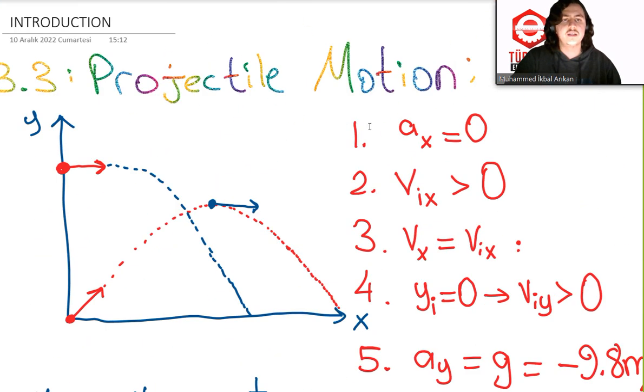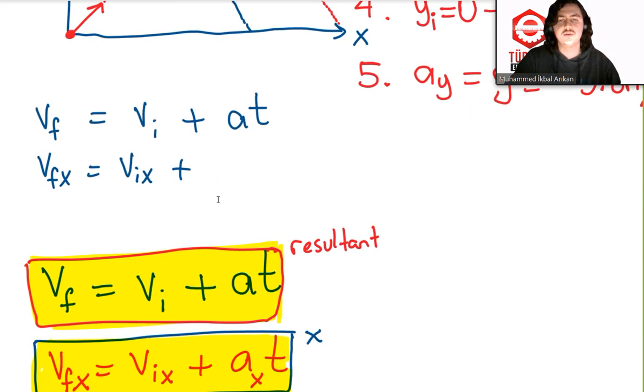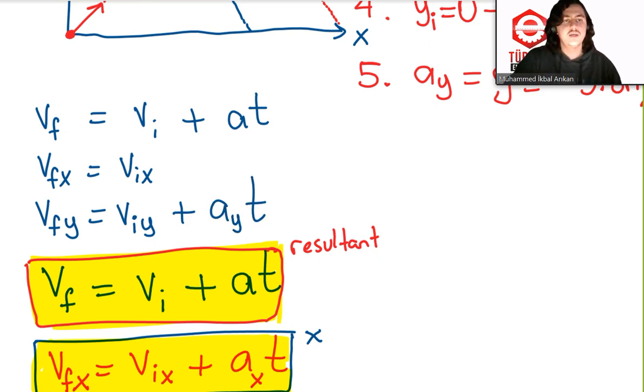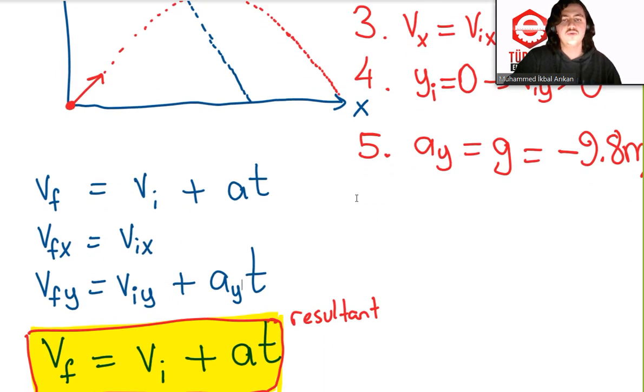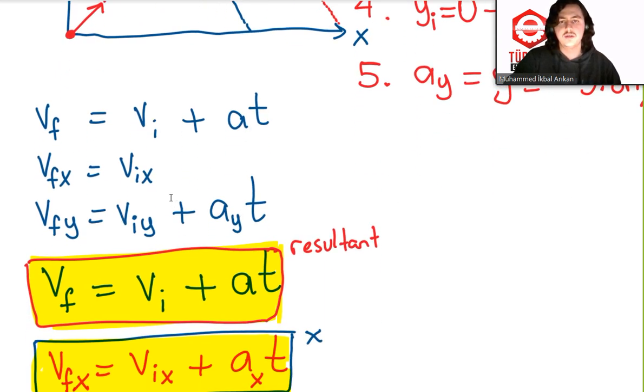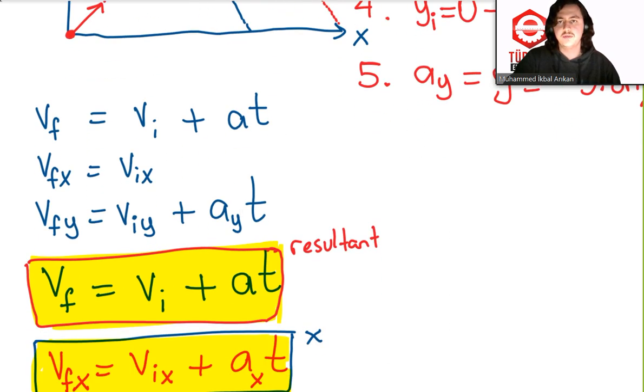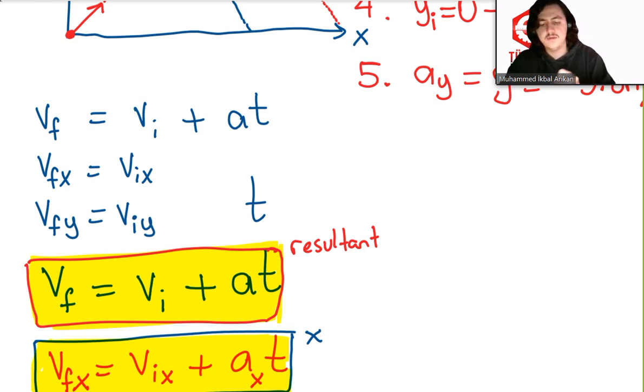Actually, in our special case, acceleration in x will be equal to 0. So this 0 times time will give me 0. So this is the case. Final velocity in x will always be equal to initial velocity in x. What about the final velocity in y? Final velocity in y will be equal to initial velocity in y plus acceleration in y times time. As you know, your g value is minus 9.8, so you can substitute your value here for acceleration in y. Okay, so I will put here minus 9.8.